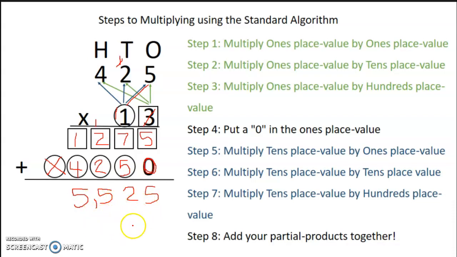So let's ask if this is reasonable. Well, if I were multiplying 425 by 10, which is pretty close to 13, I would get 4,250. So it is reasonable enough to think that if I multiplied 425 by 13, that I would have a little over 5,000.